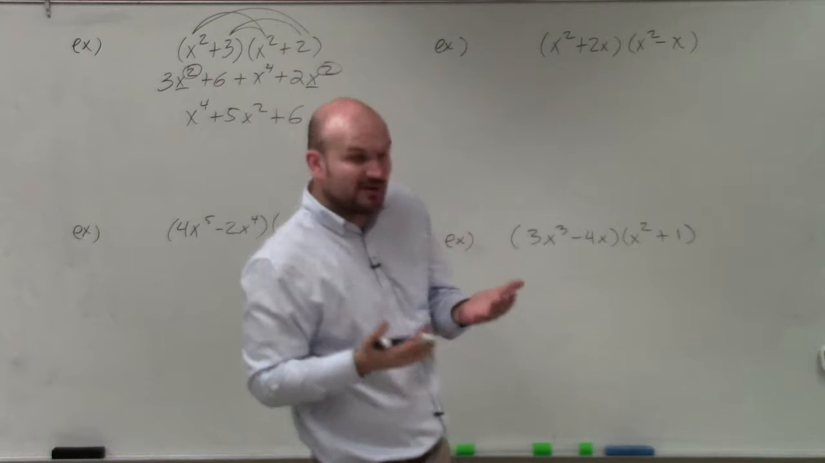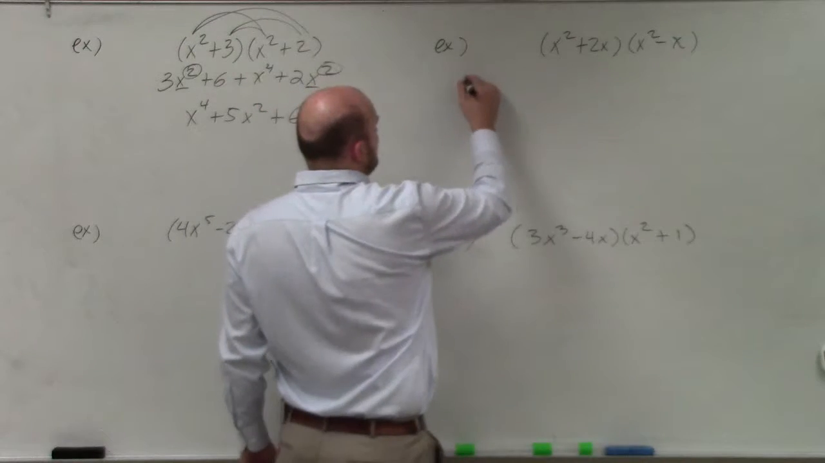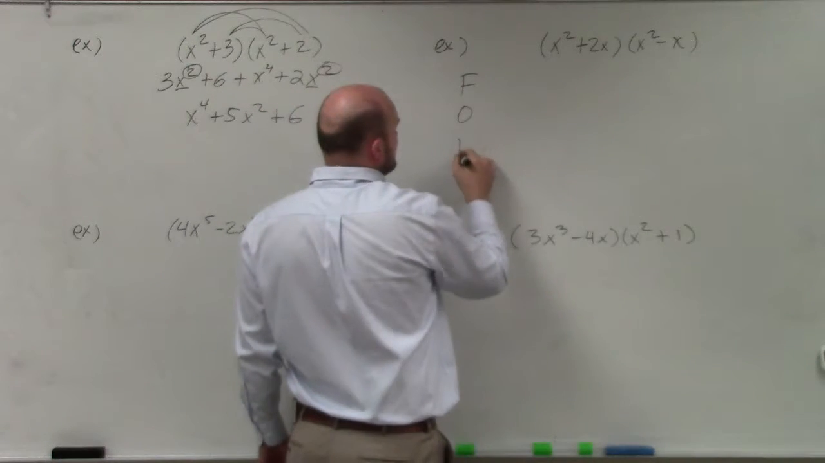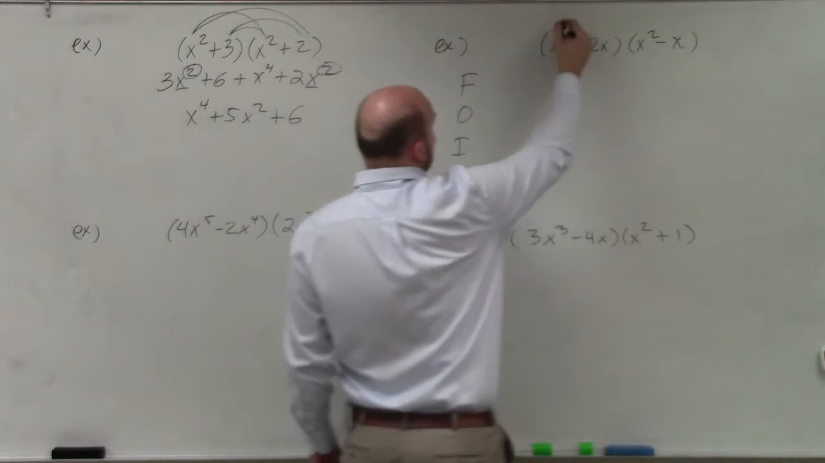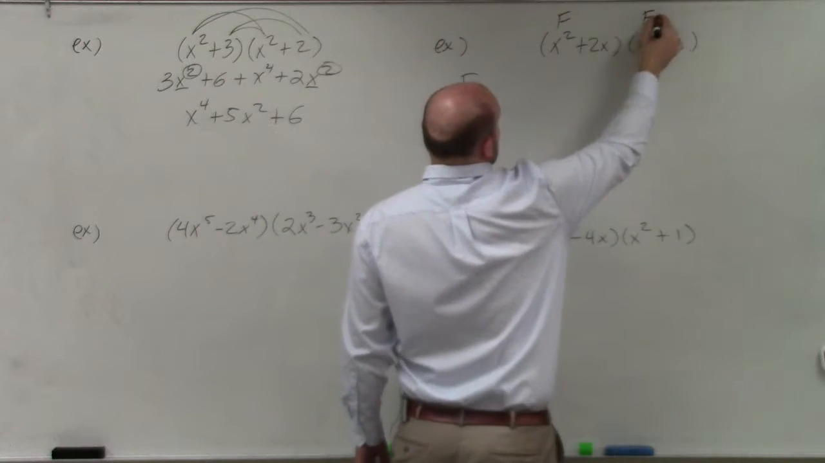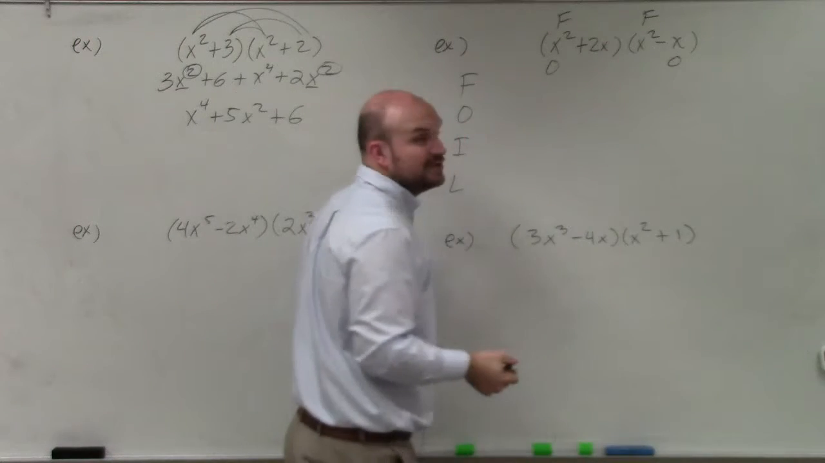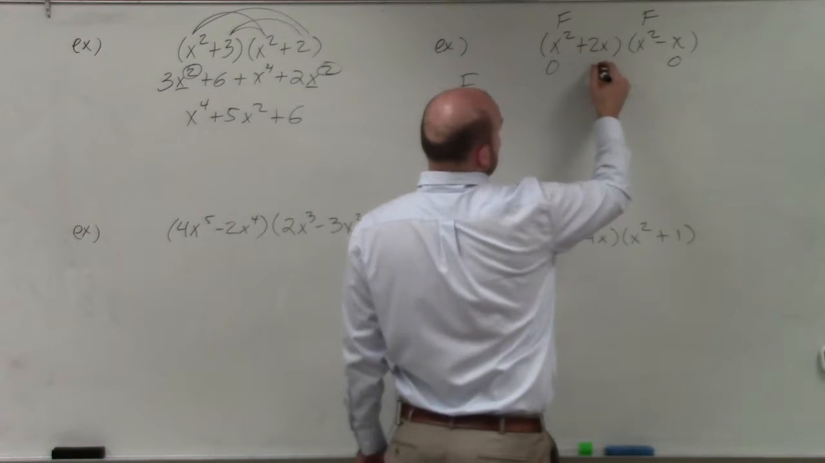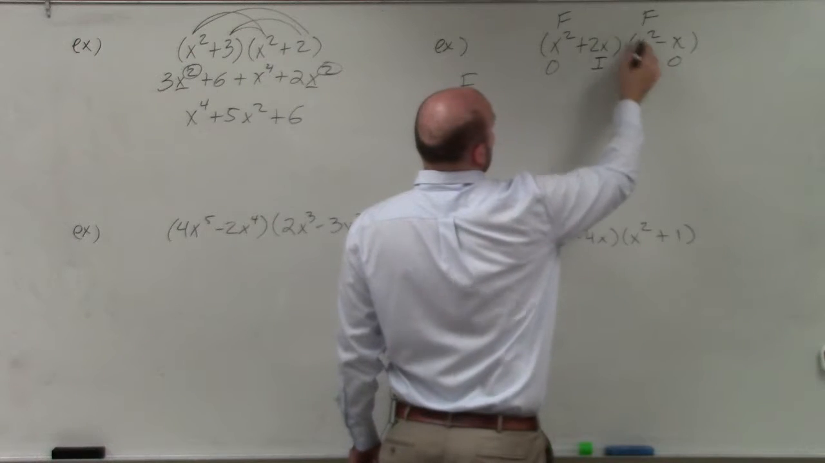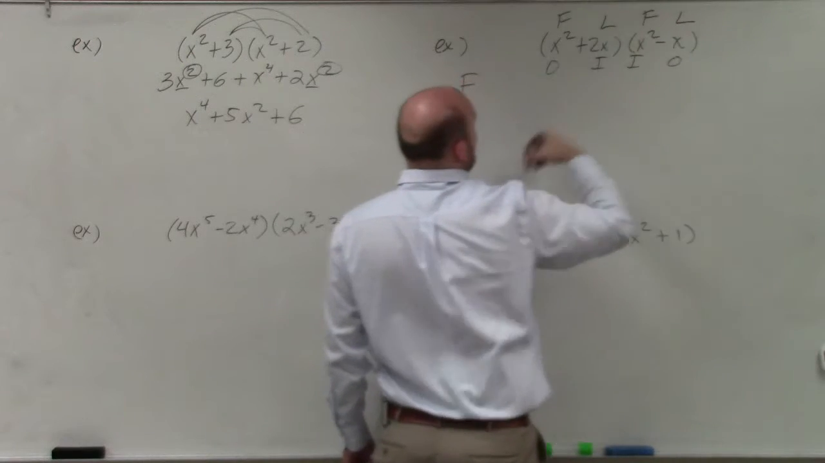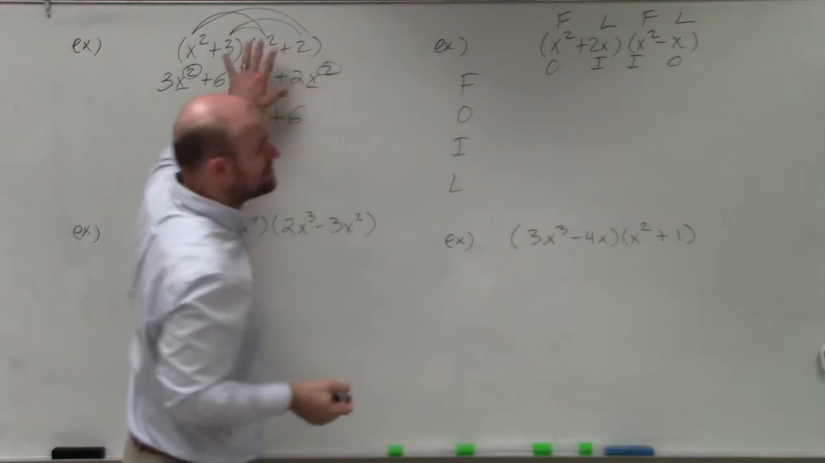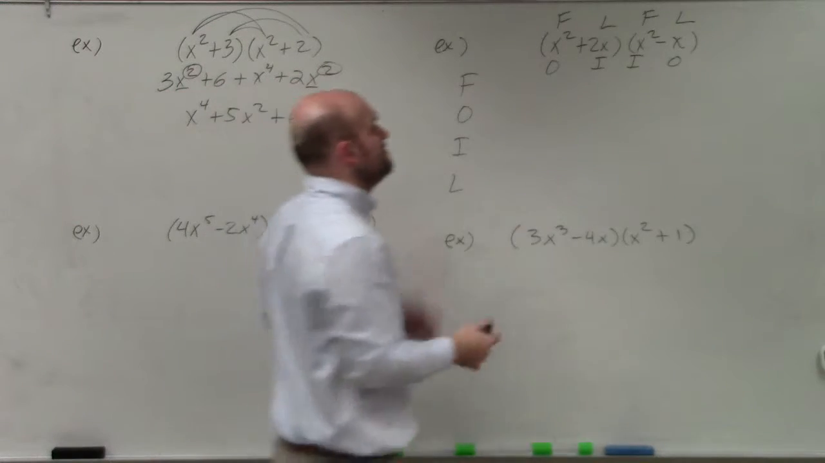The next method we can work on is using FOIL. FOIL represents first, outer, inner, last. The first two terms we'll label with an F. The outer terms are your outer two terms from your parentheses. Then you have your inner terms, and then you have your last terms. Basically, you're just multiplying them. It's the same thing as the distributive property, just a nice way to remember things.